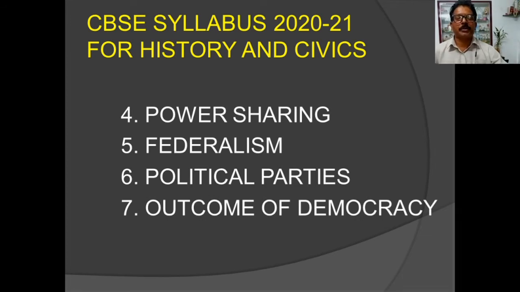And next we come to civics syllabus. Civics you will have to study altogether 4 chapters. The first chapter, power sharing, which we have already done. The second chapter is federalism. That also we have done. We have 2 more chapters to be completed. Political parties and outcome of democracy. Now let us move on to a revision of power sharing and federalism.